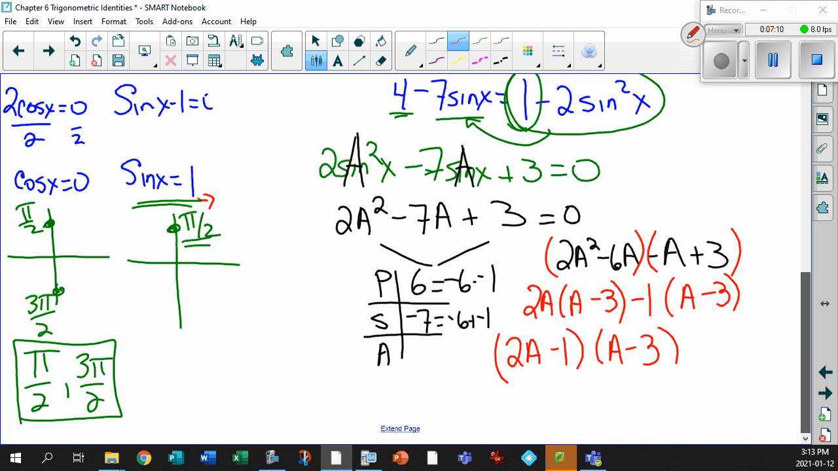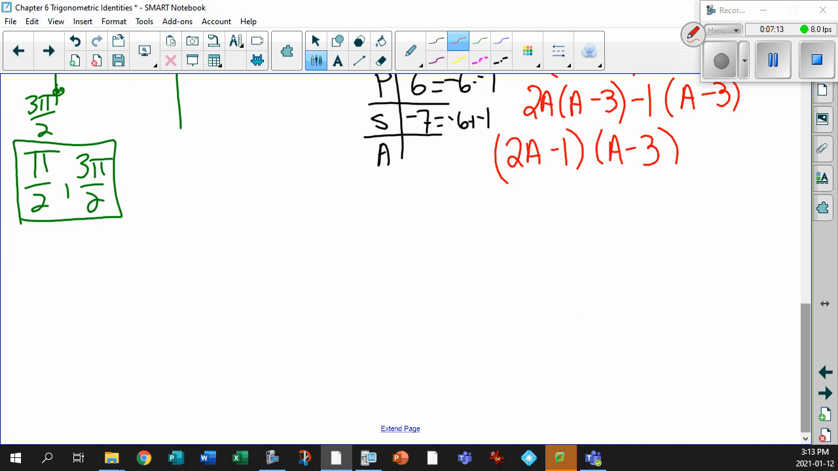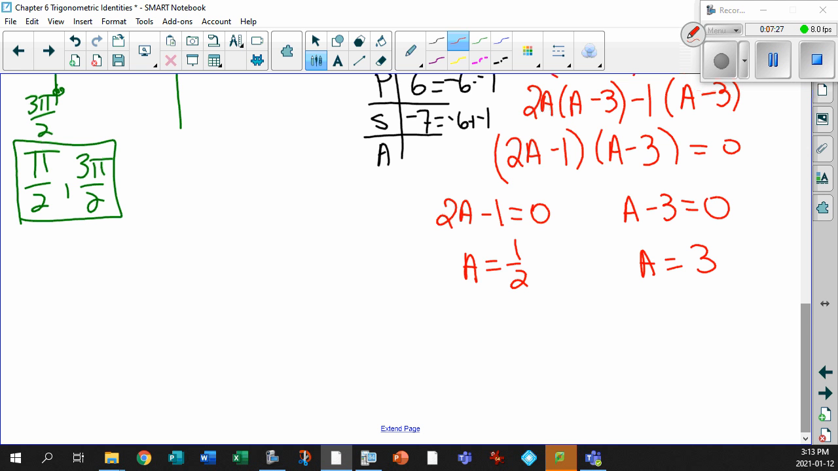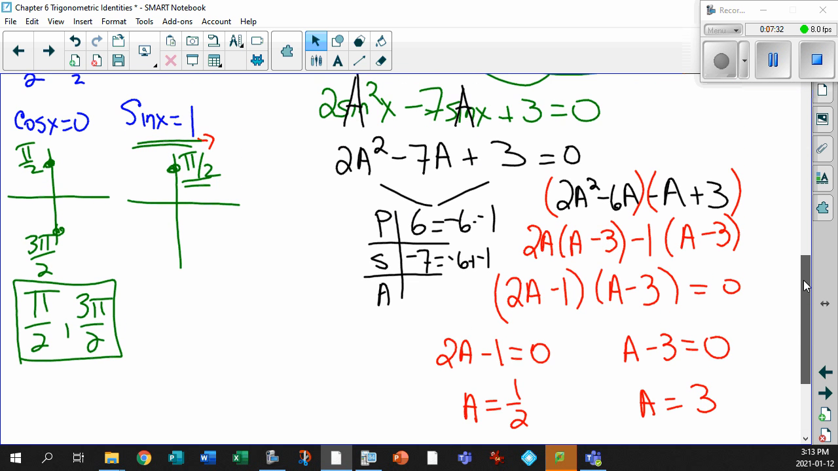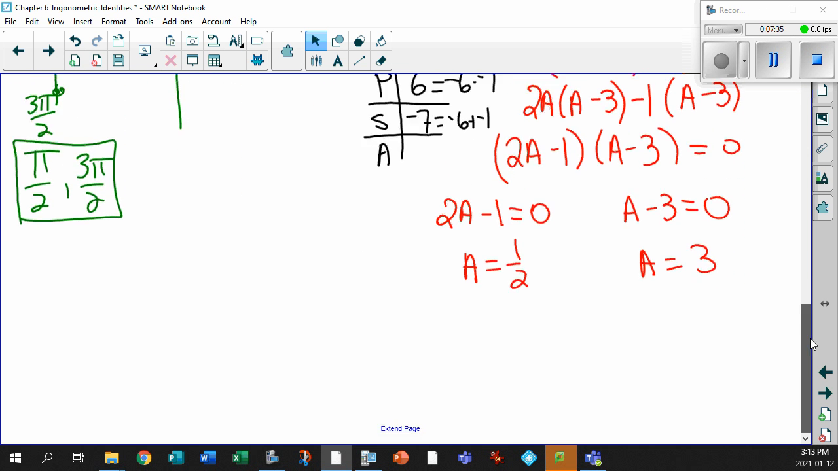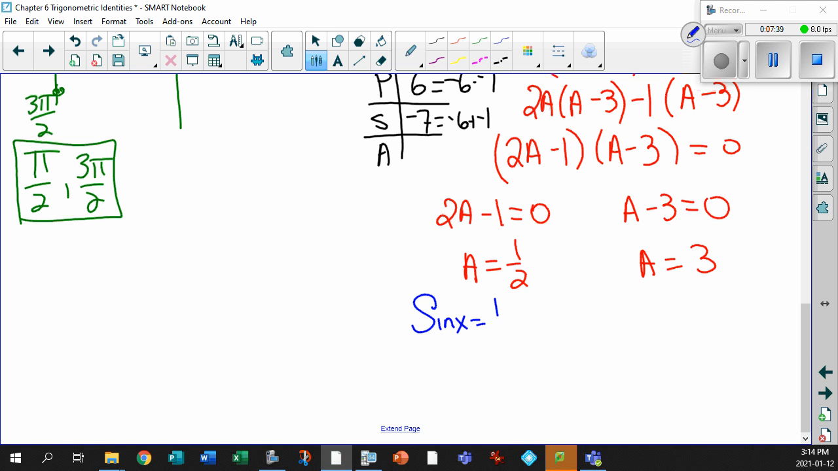And check out what I can do with this now. This is the best part. Let it equal 0. There's your 2a minus 1 equals 0. There's your a minus 3 equals 0. Now I can solve. a equals 1/2 and a equals 3. Now, do you remember what a was? I don't know. I got to go back. Where's a? Oh, it was sine. Oh, check this out. Sine of x then equals 1/2. This is sine of x equals 3.